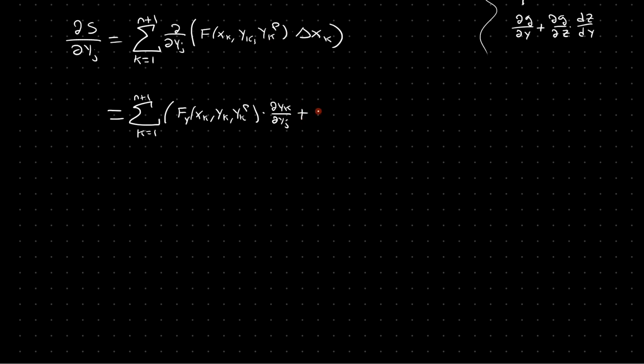Plus the partial derivative of f with respect to y prime at xk, yk, ykp multiplied by the partial derivative of ykp with respect to yj. All of this times delta xk.